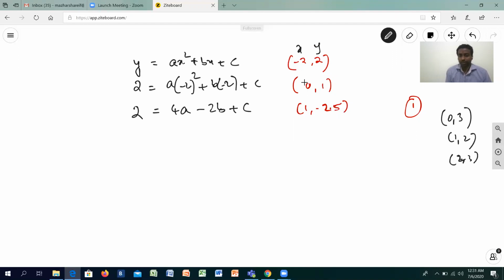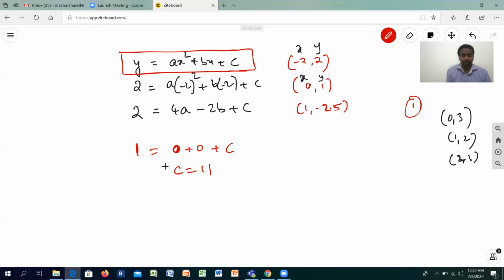Let's just take the next. Similarly, we have x as 0 and our next point y is 1. Let me change the color so that we can easily remember. Upon substituting x as 0, the a term becomes 0, the b term becomes 0, and I'm left with only the c. So my c value is 1, which we have to substitute in the other two equations that we have from these two sets of points.